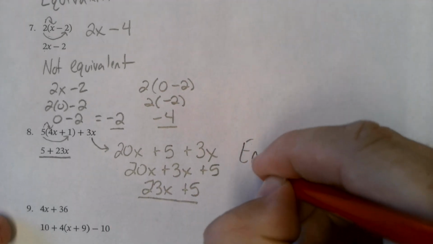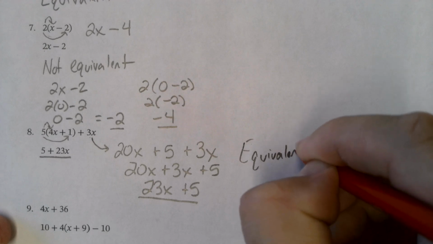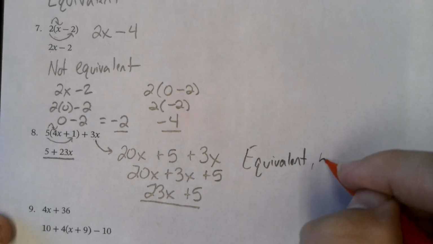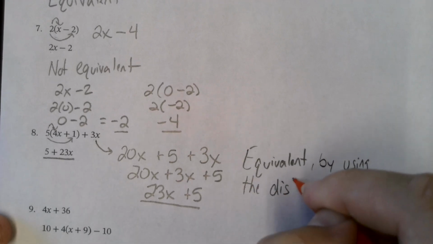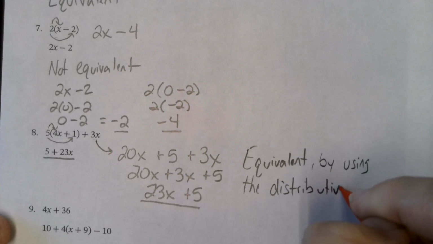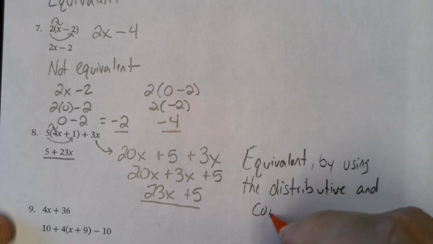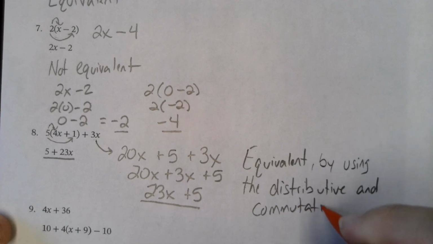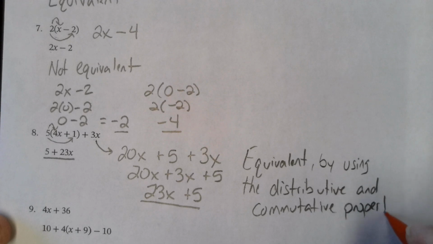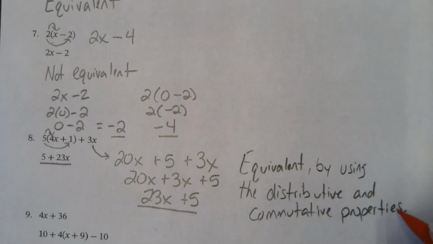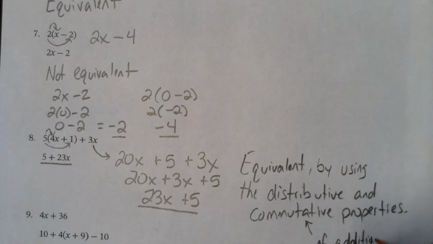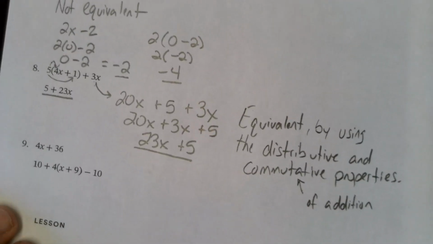So you would say equivalent expressions, by using the distributive and commutative properties. And this is the commutative property of addition. We reordered the addition.